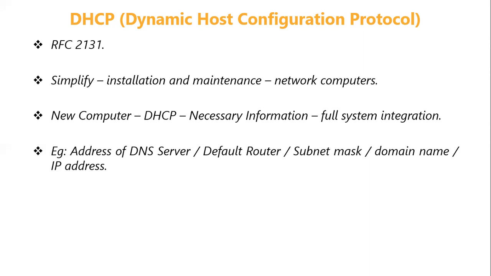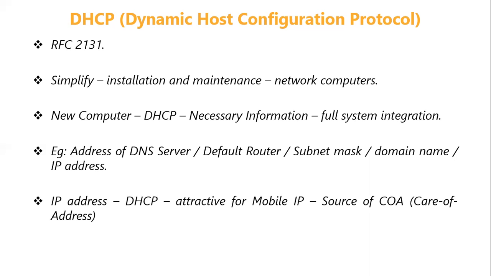Out of this, the IP address makes DHCP very attractive for mobile IP. Because of its ability to provide an IP address, DHCP can be used as a source for providing a care of address for the mobile station when it moves from one network to another. So DHCP can be used by mobile IP for allocating care of address for mobile nodes.